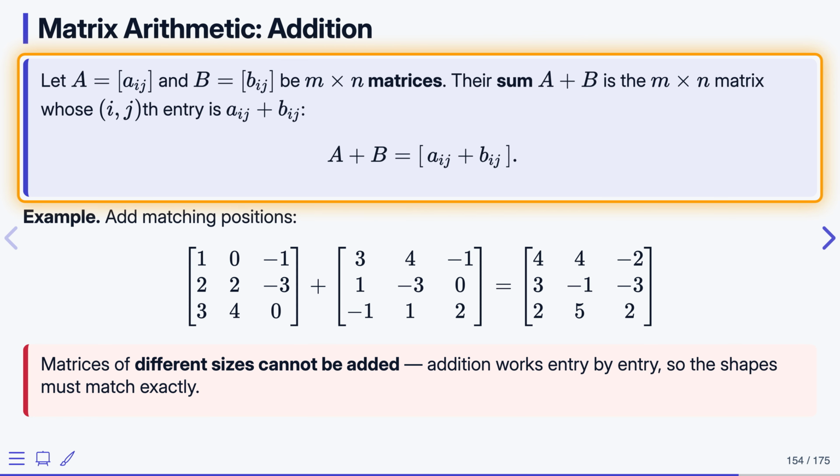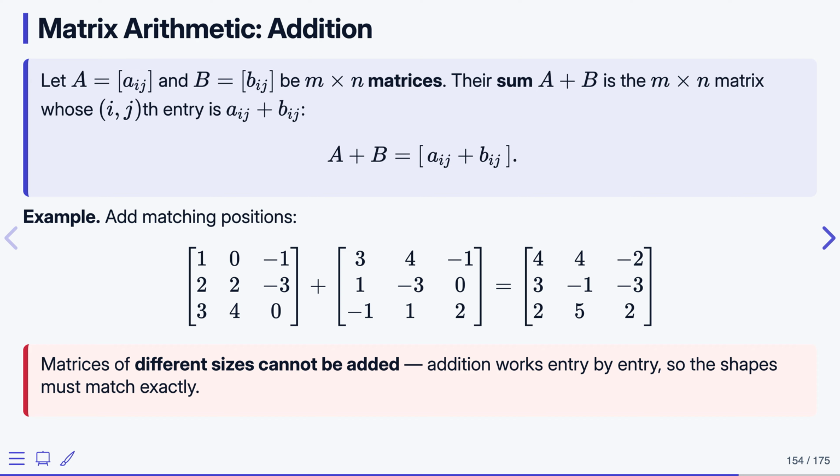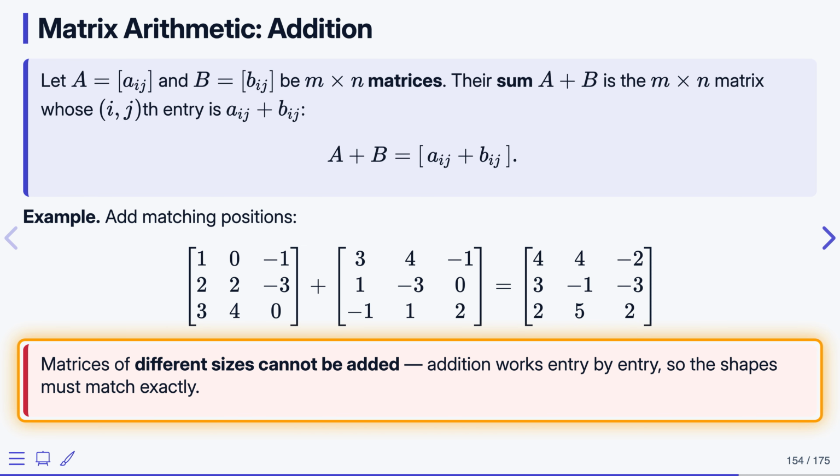Adding matrices is the easy operation. It works entry by entry. Both matrices must be the same size, m by n. To find each entry of the sum, add the 2 entries that sit in the same position. So the ij entry of A plus B is a sub ij plus b sub ij. The example shows 2 3 by 3 matrices and their sum. We work the entries out one at a time on the next slide. One warning first. You can only add matrices of the same size. If the shapes differ, addition is not defined because some entry has no partner to add to.